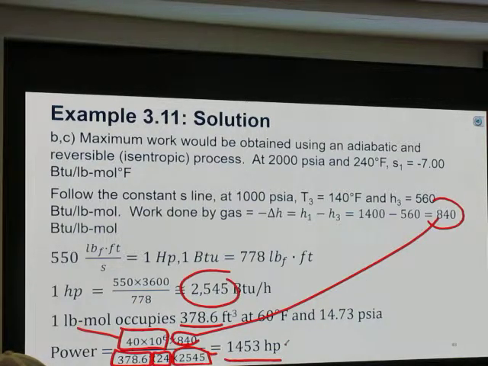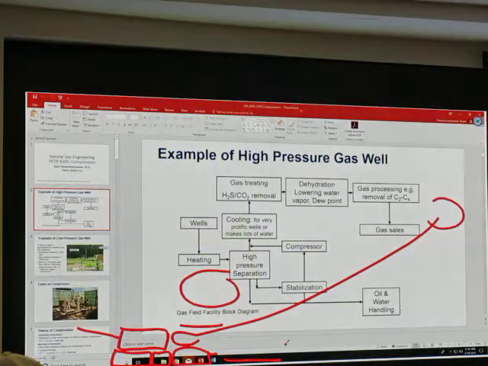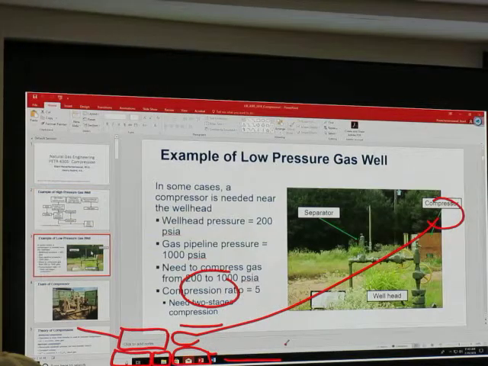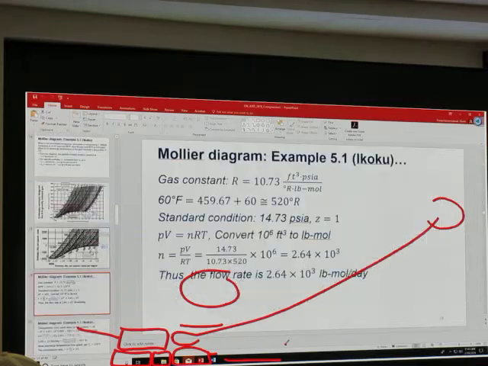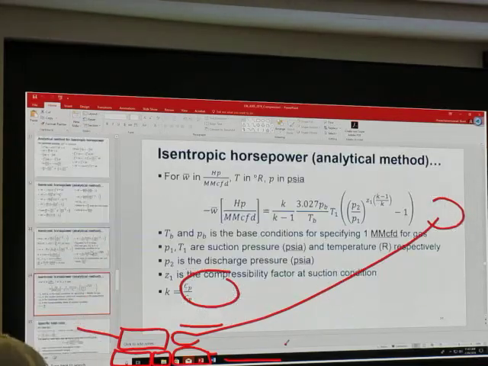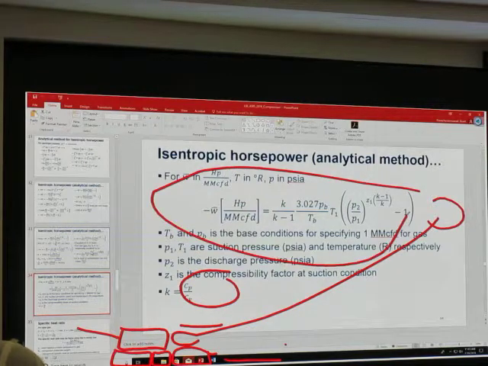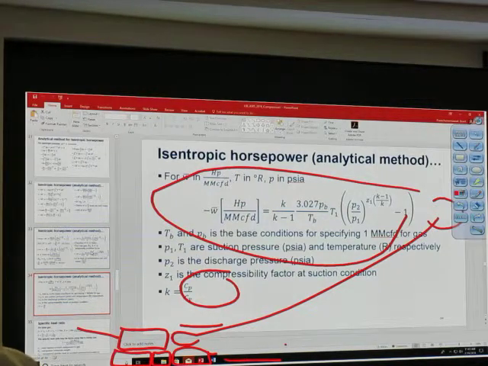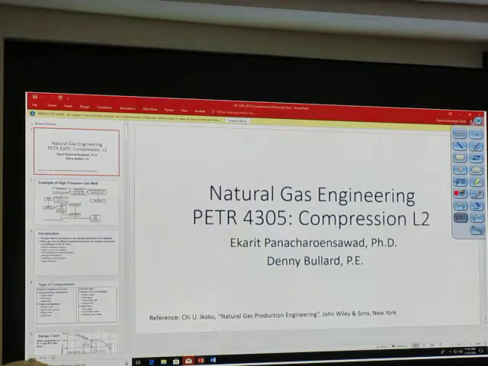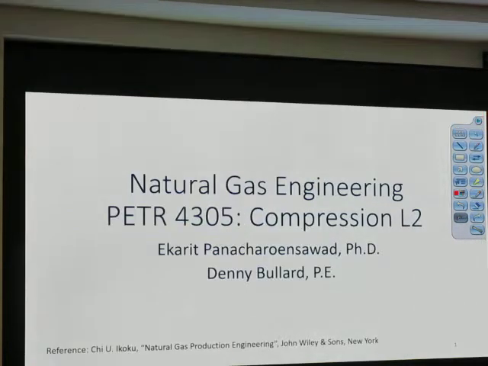Let's take a look at something more realistic, shall we? Okay. So that L06, and make sure that in L06 you have the formula, I mean, this formula to calculate the isentropic horsepower. Okay. Number 7.